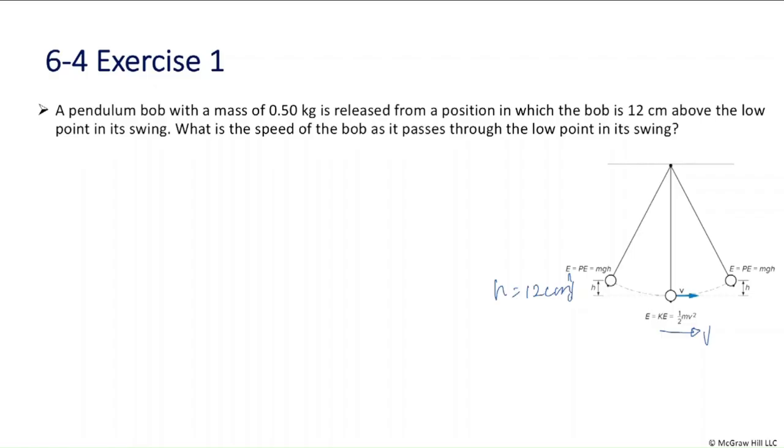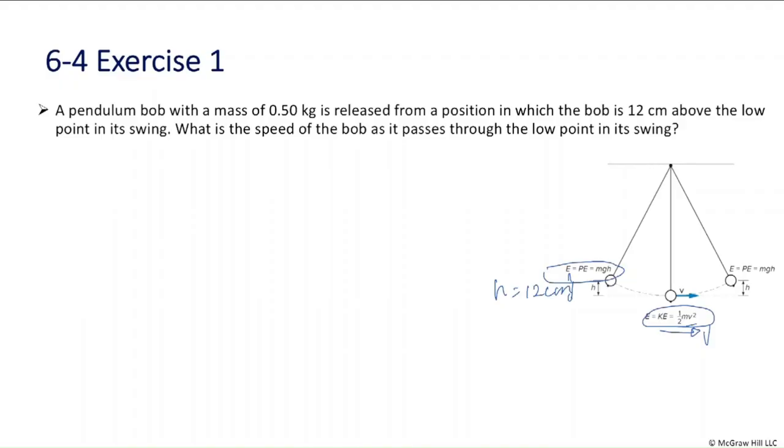Now pause the video and try it on your own first. Let me give you a hint. At the highest point, the bob has only the potential energy, and at the lowest point, all of that potential energy is converted to kinetic energy. Now let's work through it together.